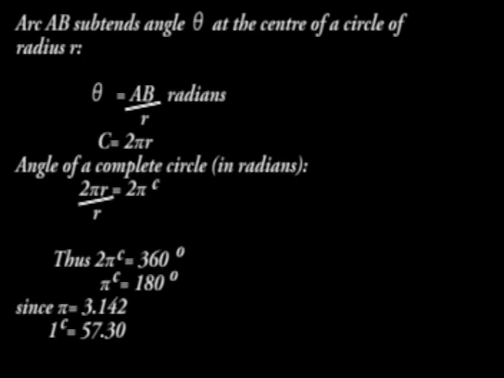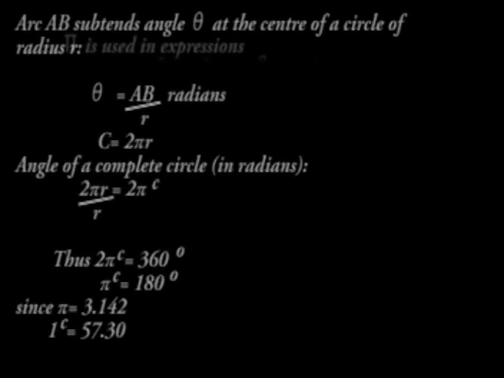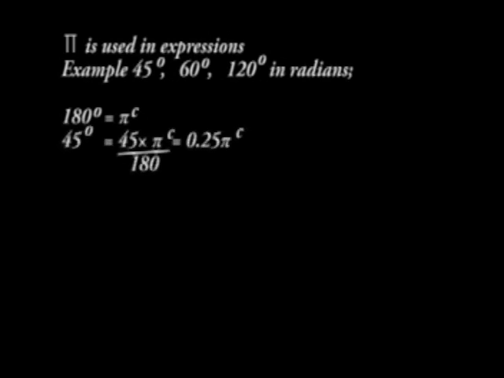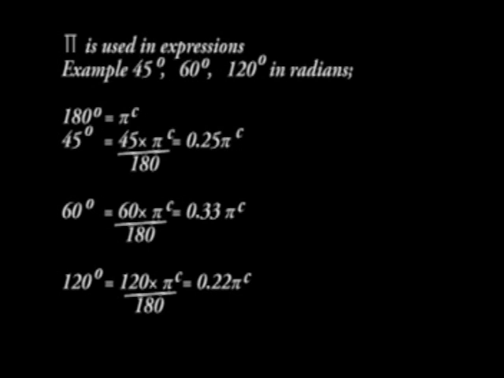When angles in degrees are expressed in radians, the term pi is used. For example, 45 degrees, 60 degrees and 120 degrees expressed in radians, we shall have 180 degrees is equal to pi radian. 45 degrees will therefore be equal to 0.25 pi radians. 60 degrees will be equal to 0.33 pi radians, and 120 will be equal to 0.22 pi radians.